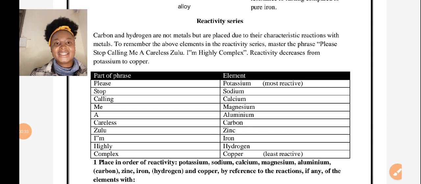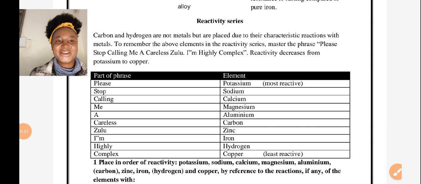So now, looking at the reactivity series, we are saying carbon and hydrogen are not metals, but we have placed them also on the reactivity series due to their characteristic reactions with metals, right? So to remember the above elements in the reactivity series, for you to cram, you must know the phrase, "Please stop calling me a careless Zulu."